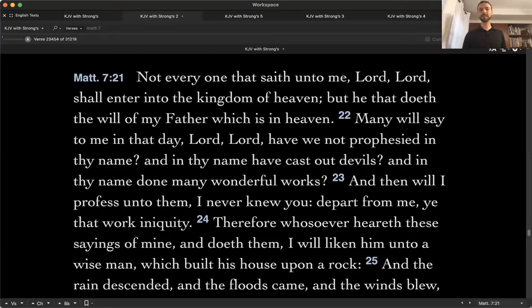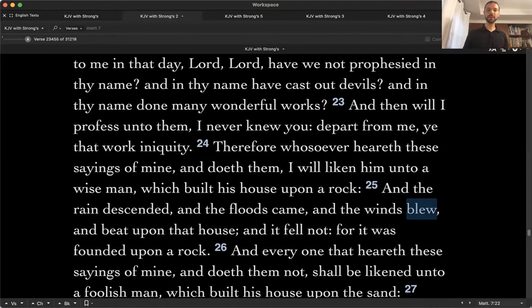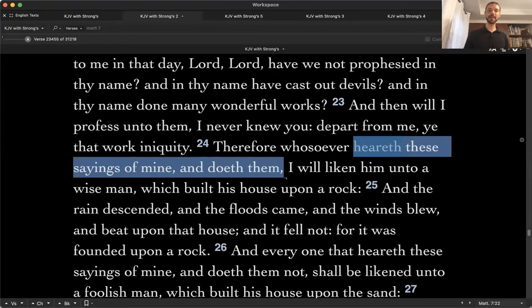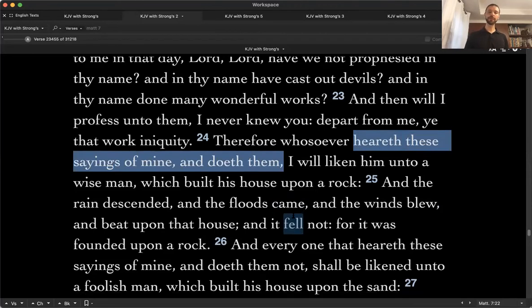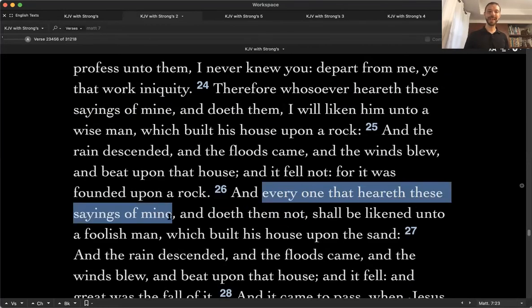One more, just a final expression of this, and it's in Matthew chapter 7. Jesus is going to end with the very familiar story of the man who built his house upon the rock and the man who built his house upon the sand. But here, you should notice one other interesting pattern about that emphasis. Notice the standard: whoever hears these sayings of mine and does them. Go a little further: everyone that hears these sayings of mine and does them not.